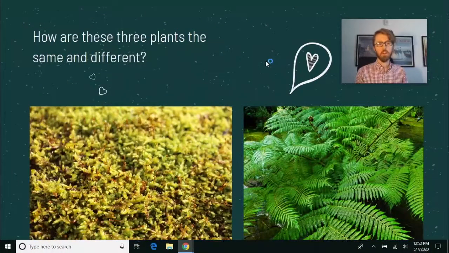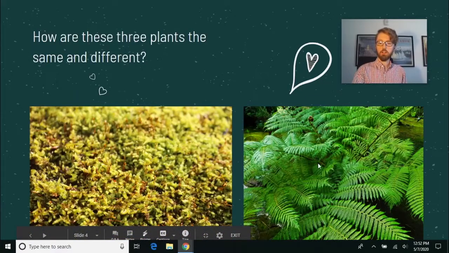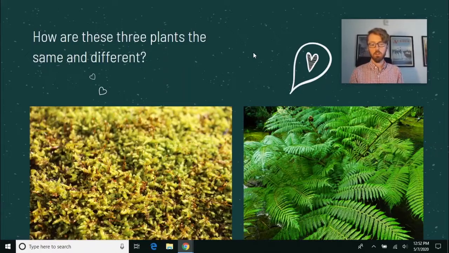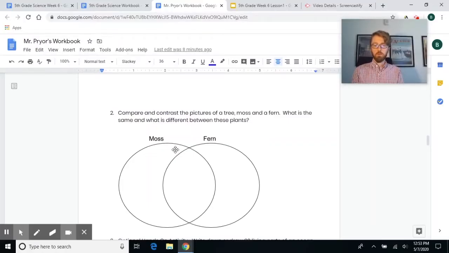Now, we're going to think about plant adaptations. Here you have a moss and a fern. Looking at the moss and the fern, think about how they are the same and how they are different. Here is where we can compare and contrast our moss and fern. Remember, what is different goes on the outside, and what is the same goes in the middle.